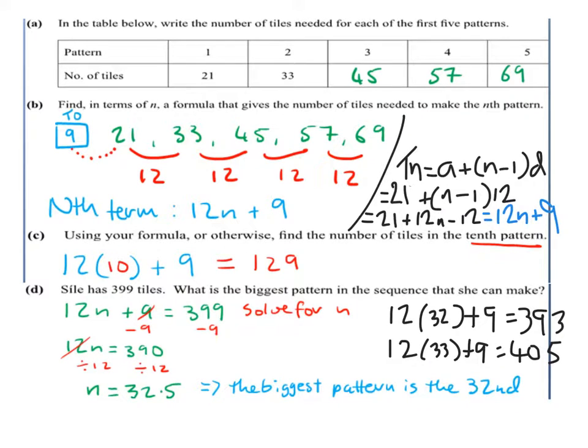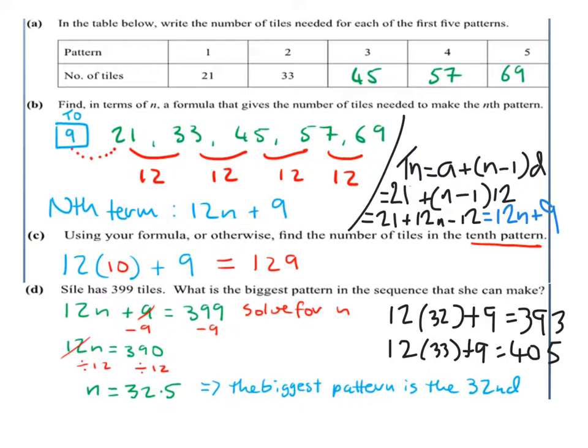So if we were to have a look at the 32nd pattern, if we put 32 into our nth term, swapping that n for 32, we get 12 times 32 plus 9 is 393. So Sheila has 399 tiles, so for the 32nd pattern, she'd need to use 393. So she can do that. She does have enough tiles. She'll have 6 left over.